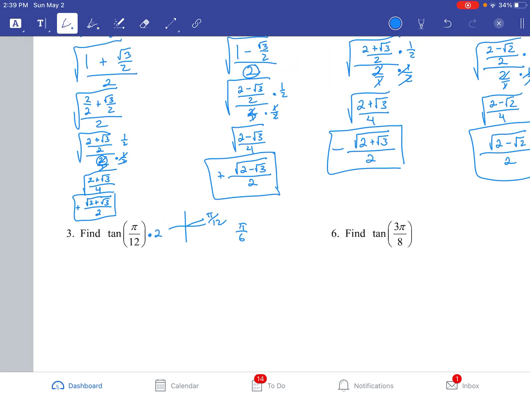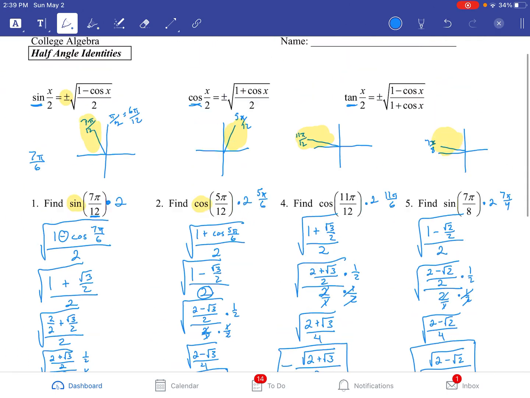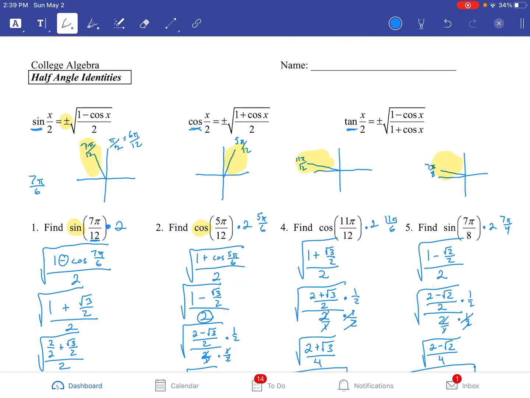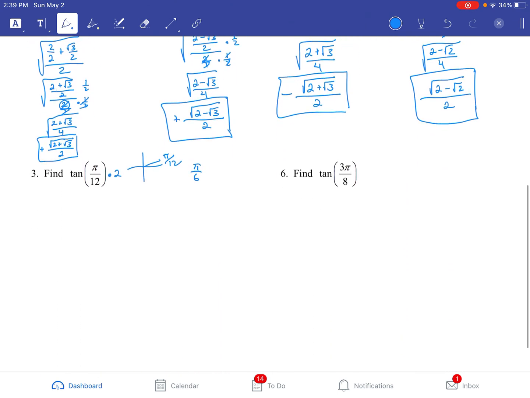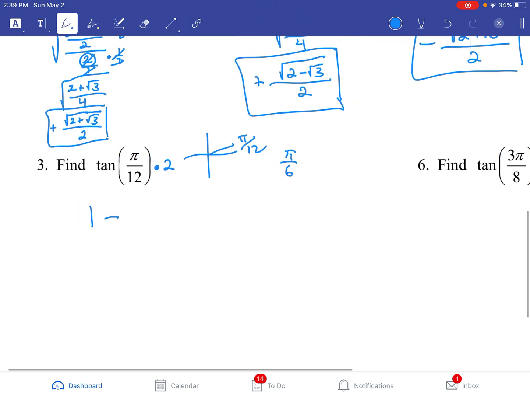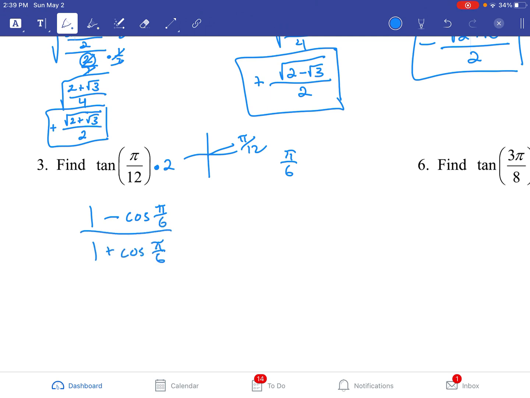Okay. Now the formula for this, if we go back up to the top, it shows us it's minus on the top and plus on the bottom, but they're both 1 plus or minus cosine. So we have 1 minus the cosine of, I'm going to write it out, pi over 6, and 1 plus the cosine of pi over 6, the big square root. And again, we're going to deal with the plus or minus at the end when we're done.